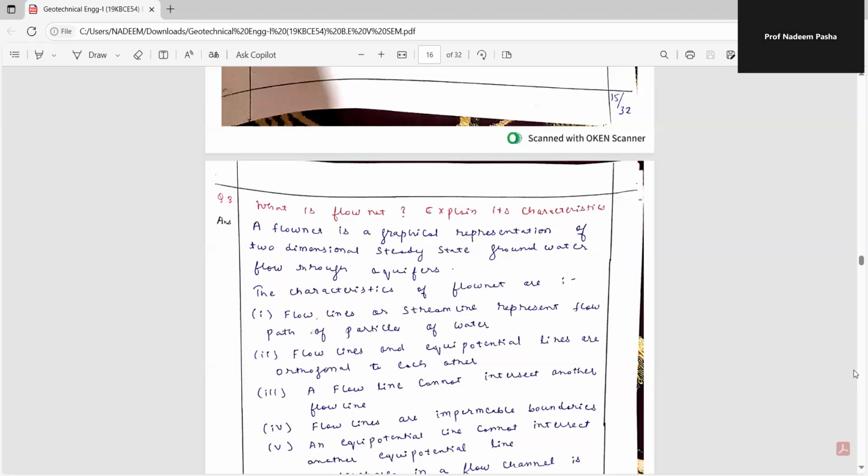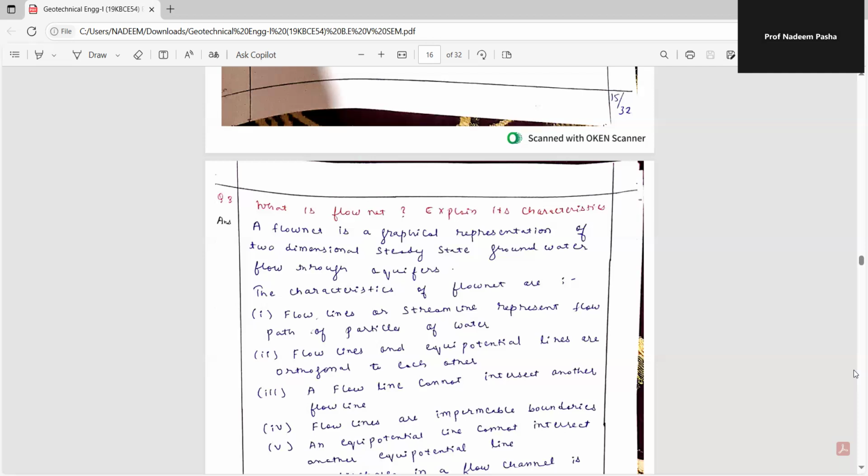So the characteristics of flow nets are as follows. The first characteristic is that flow lines or streamlines represent the flow path of particles of water. So how is the flow path visible to us? Through streamlines. Flow lines and equipotential lines are orthogonal, that is perpendicular, to each other. A flow line cannot intersect another flow line.